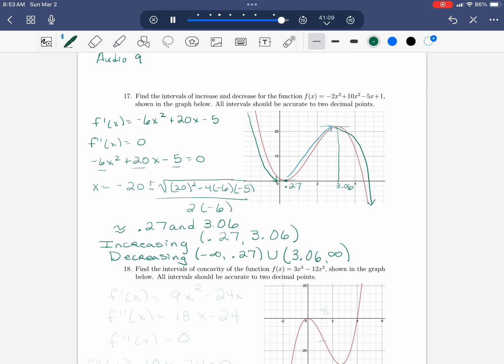18. Find the interval of concavity of the function f of x equals 3x cubed minus 2x squared shown in the graph below. All intervals should be accurate to 2 decimal points. Okay. So for this one, let's find the first derivative and the second derivative.